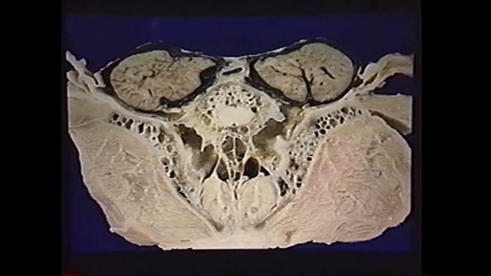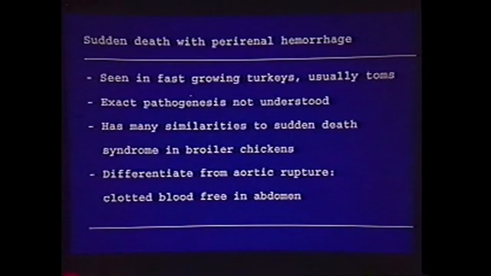This is called sudden death with perirenal hemorrhage. Sudden death in turkeys with perirenal hemorrhage. Toms, usually fast-growing birds. Exact pathogenesis is not clear, has so many similarities to what we describe under acute death syndrome or flip over in the pathogenesis way. It should be differentiated from aortic rupture. And aortic rupture is the clotted blood free in the abdomen.